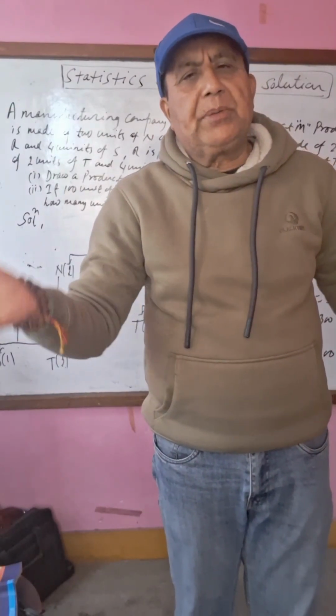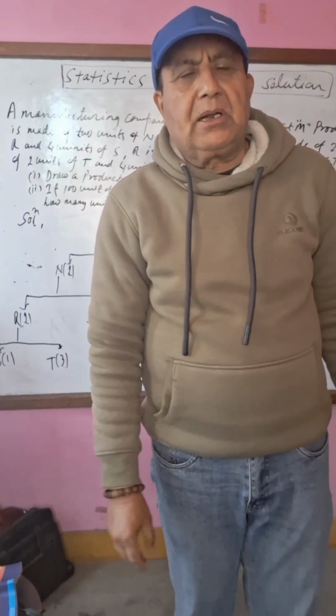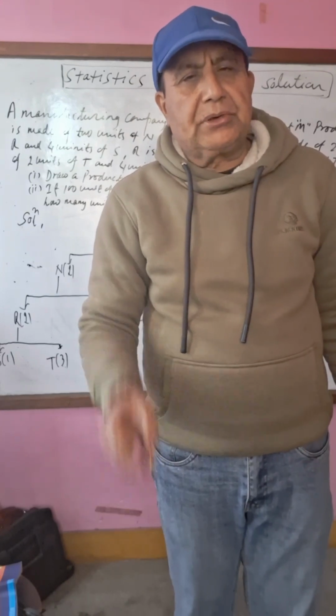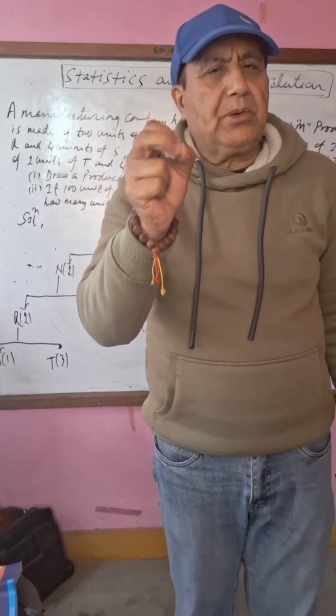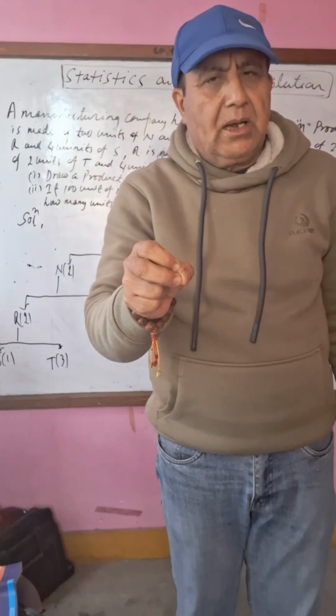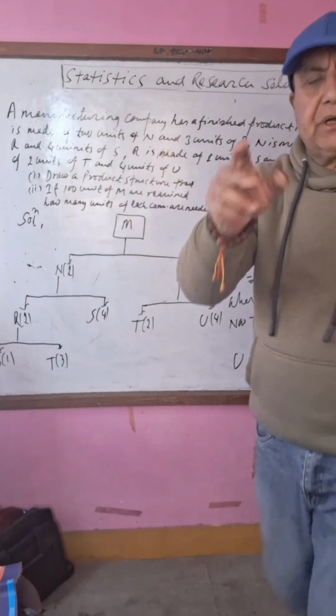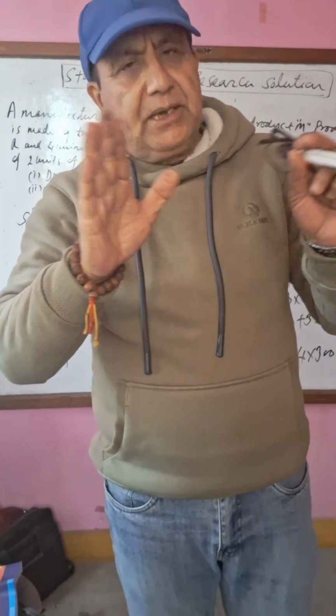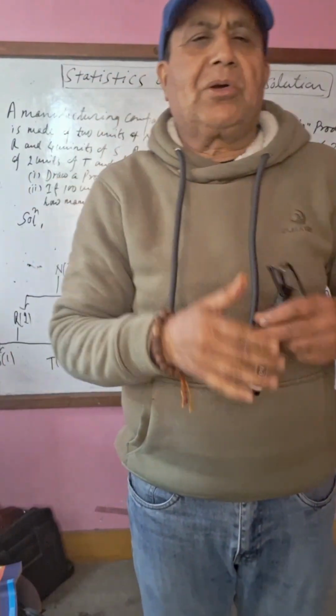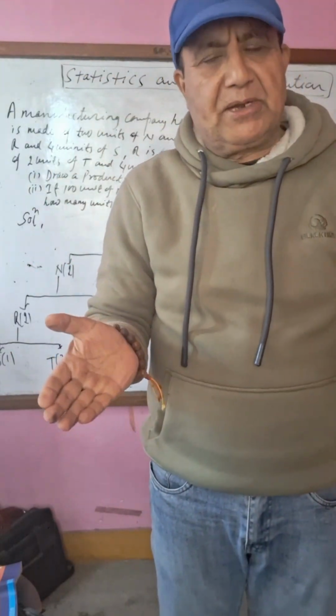So in this way, we prepare the bill of material. This is the problem based on BOM, or the product structure tree. This is very easy, and a 3 marks or 5 marks question is asked in the examination.